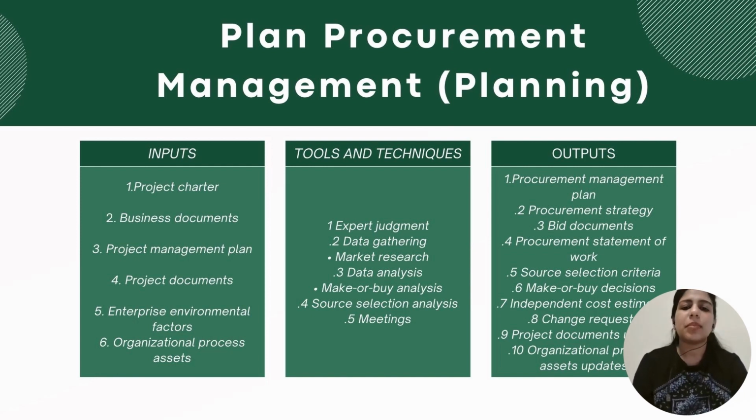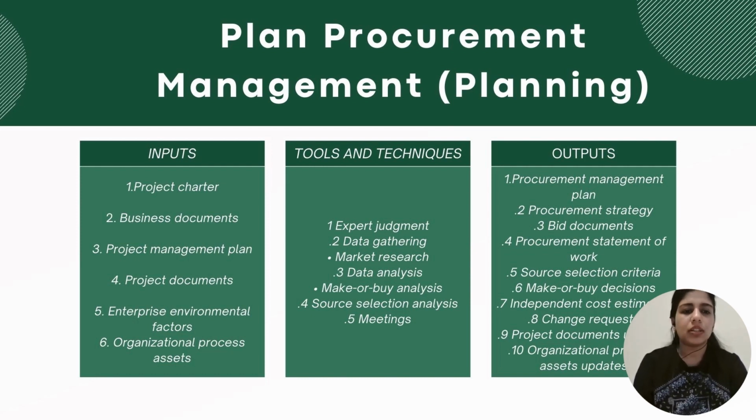Now we are going to discuss the outputs. In outputs, the procurement management plan is a document that outlines how procurement will be managed for a specific project. Procurement strategy is a high-level plan that outlines the approach to be taken for procurement activities for a specific project or organization. Bid documents are the documents that are prepared and sent to potential suppliers or contractors as a part of the procurement process.